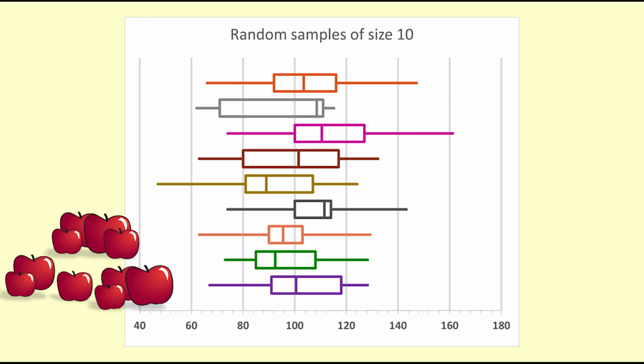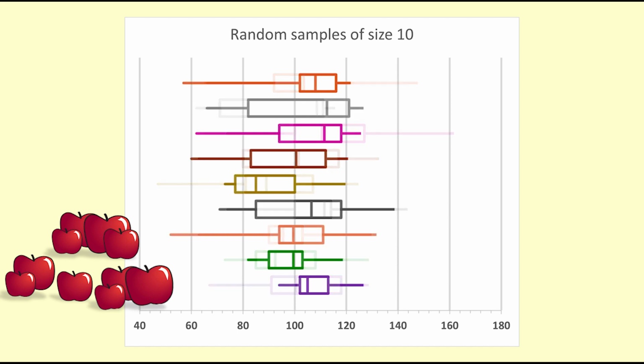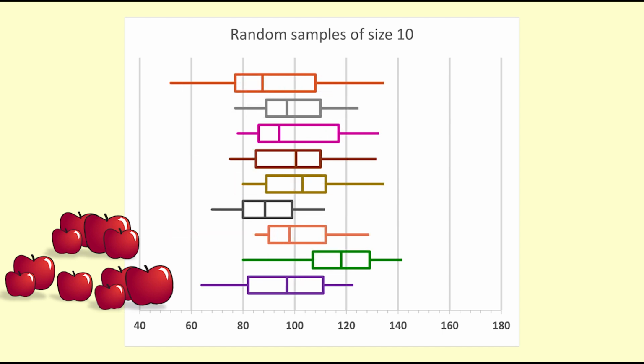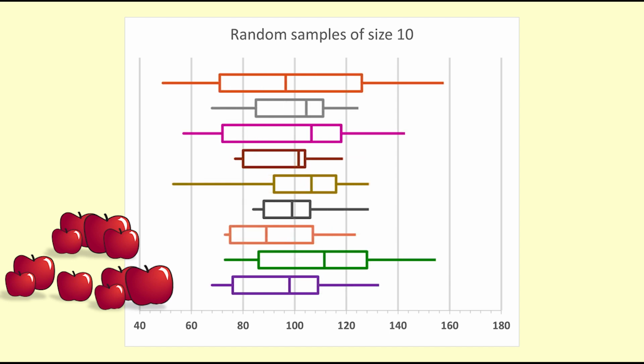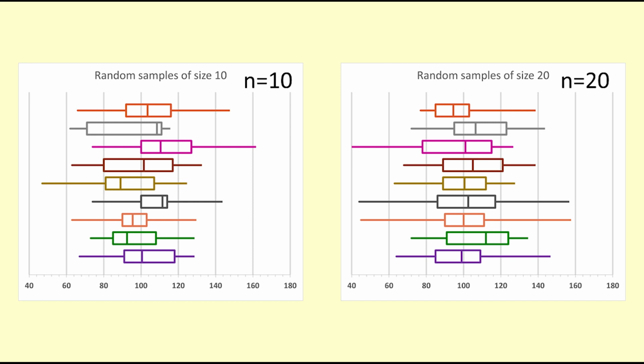Here are some more sets of samples, this time of 10 apples each, all taken from the same population as before. You can see that there is more variation in these samples. The medians are still around 100 grams but have more variation, and the boxes vary considerably in width. You can see this with a set of samples of size 10 and a set of samples of size 20.